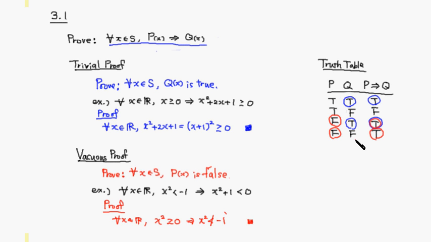So for trivial proof, you try to establish that the conclusion is always true. For vacuous proof, you try to establish that the hypothesis is always false. Those are the two proofs that we looked at. That's it. I hope that this was clear.